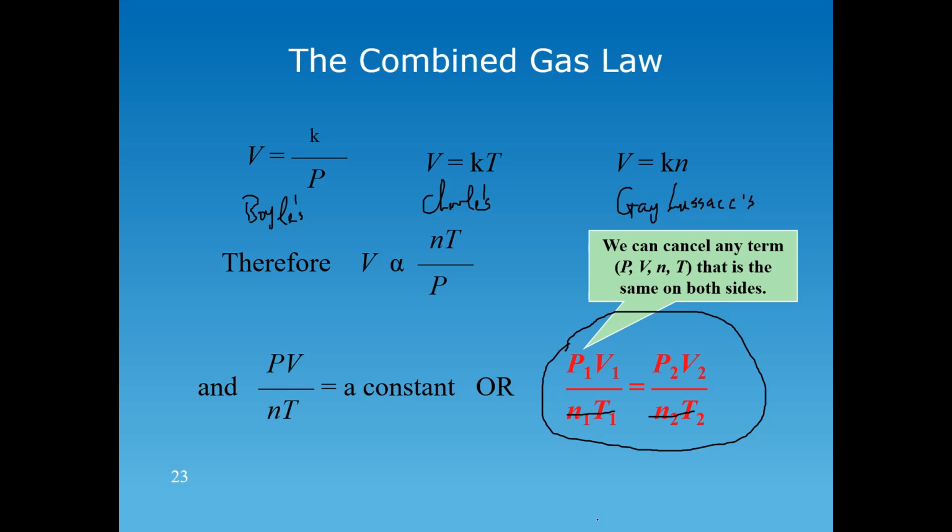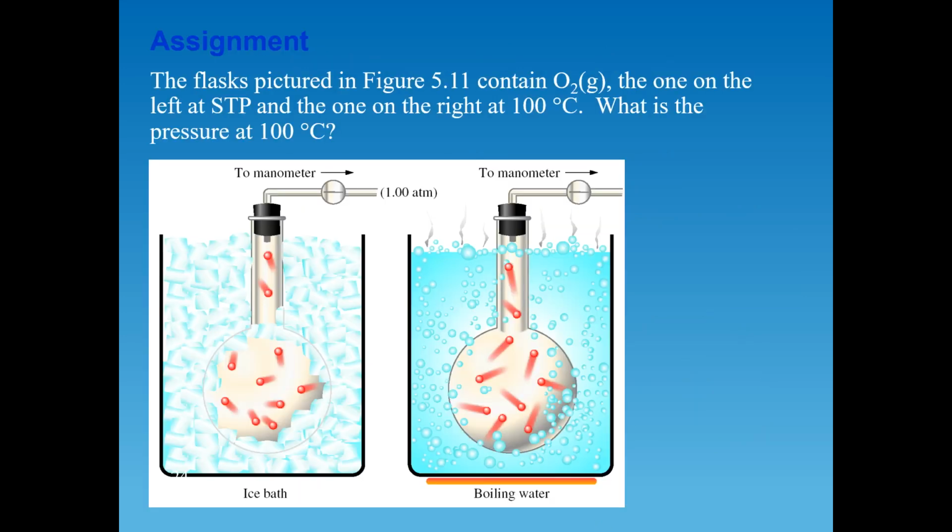All right? So let's move on to the next slide, which is another example. It says, the flask pictured in this figure contains oxygen, the one to the left at STP and the one at the right at 100 degrees Celsius. What is the pressure at 100 degrees Celsius? So basically, what we have here is, well, we can use this equation, P1 V1 over N1 T1 is equal to P2 V2 over N2 T2.